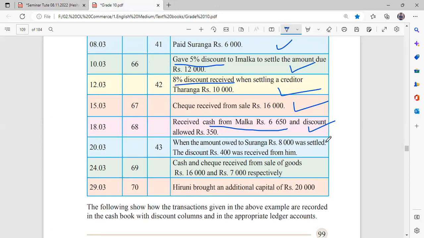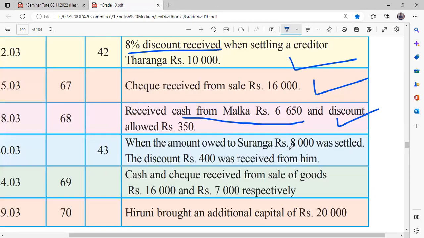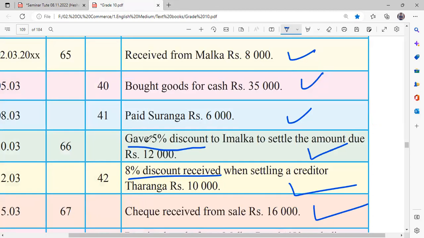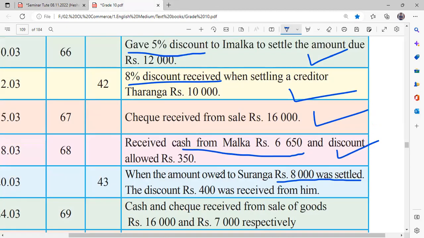When the amount owed to Suranga 8,000 was settled, the discount rupees 400 was received from him. This is very much important. Now sometimes you think that only if there is a percentage on the discount, you deduct and write that amount. No, it is not like that. Look at this too.